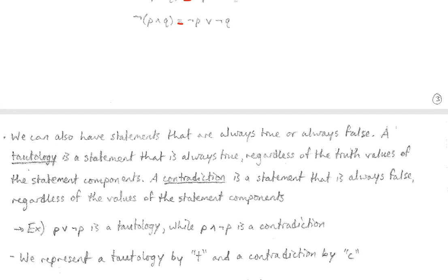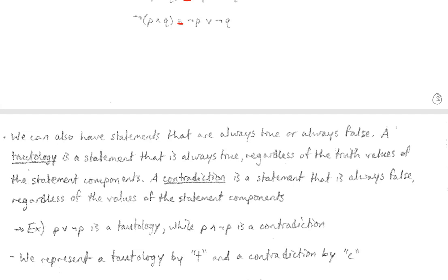A statement that's always false, regardless of the truth values of the components of the statement, is called a contradiction. So if we looked at a contradiction on a truth table, no matter the combinations of truth values for, say, P and Q or P, Q, and R, all those 4 combinations or 8 combinations, if our statement is a contradiction, the entire column will be full of F's or falses.